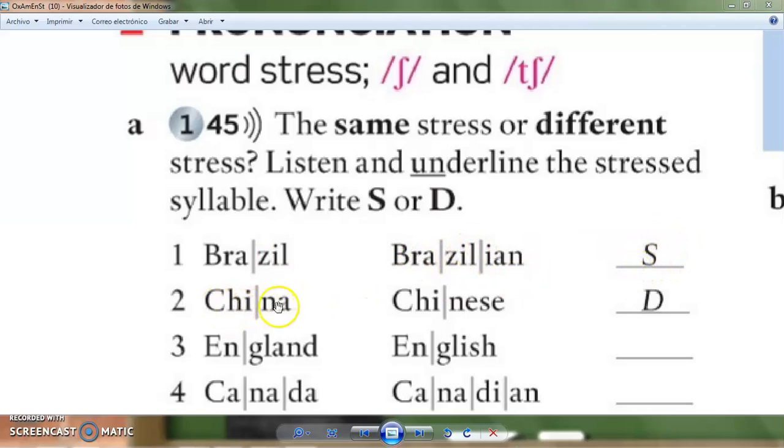But what happens with this word? Say it aloud there in your homes. Now say this. It's different, right? Because here we say China, and here we say Chinese. And the stress is in the second syllable. That's the reason it's different.